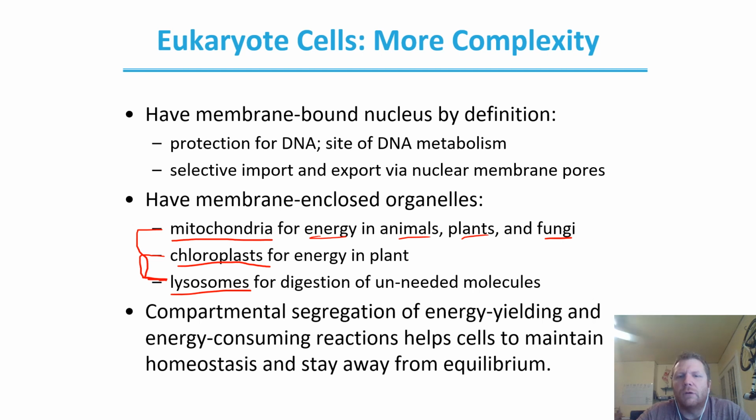This compartmental segregation of energy-yielding and energy-consuming reactions helps to maintain homeostasis and stay away from equilibrium. One other thing it's helpful for is keeping processes separate from one another. If you are building up, say, amino acids, you want to have that separate from the place where you're breaking down amino acids. The breakdown of fatty acids, for instance, takes place in the mitochondria, whereas the synthesis of fatty acids is going to take place outside of the mitochondria. So you have that segregation between those two different functions.